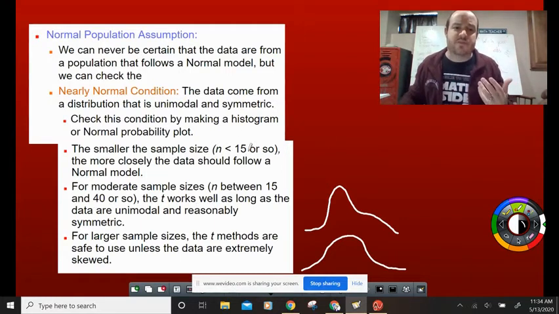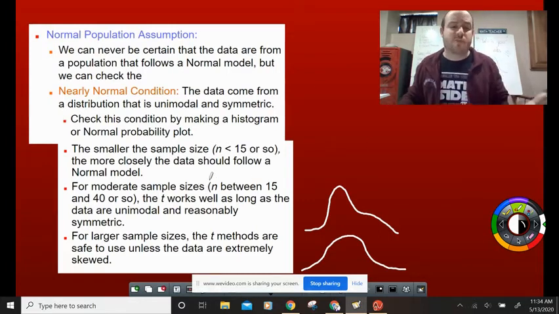So again, if it's 15 or less, we need it to be almost perfectly normal. If it's 15 to 40, it needs to be close to looking like a normal curve. If it's above 30 or 40, then we can pretty much say we're solid, we're safe, we don't have to worry about it.